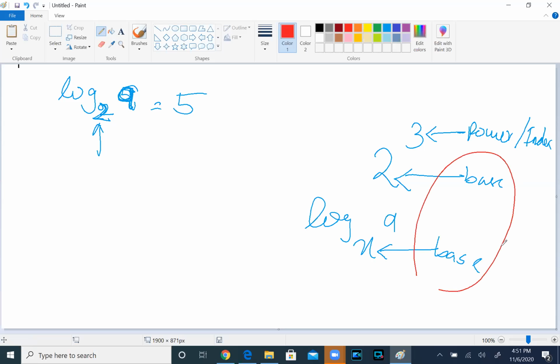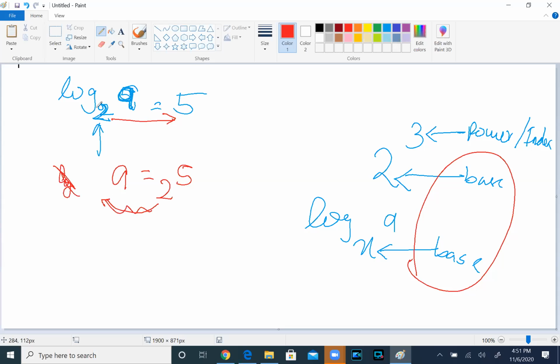So these two are base. When you are converting to the logarithmic form, only this base will come here. So a is equal to 2 to the power 5. Just the base came here, and this will become the power. Again, if they tell you to convert to the logarithmic form, this base will go here with the log.